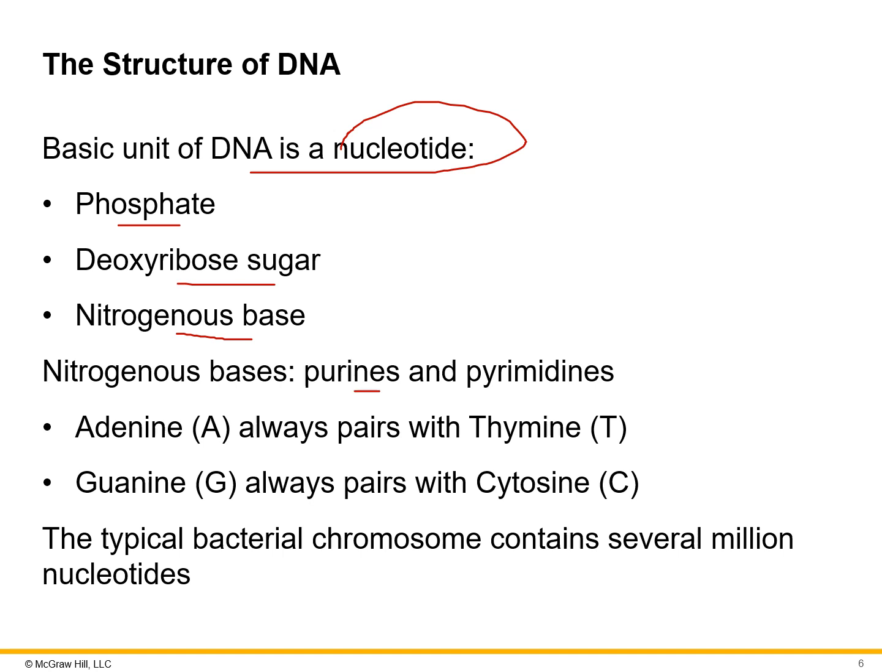And those bases can either be purines or pyrimidines, and we'll see a picture here in a minute. Purines are adenine and guanine, and the pyrimidines are thymine and cytosine. And DNA also exhibits base pairing to where A always pairs with T and G always pairs with C. So we say that they are complementary.